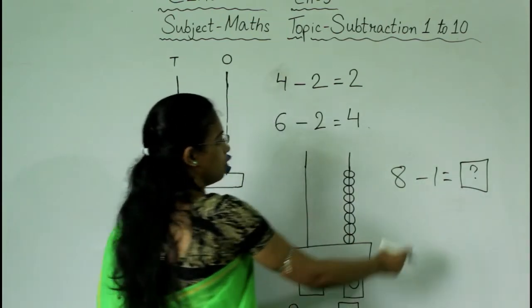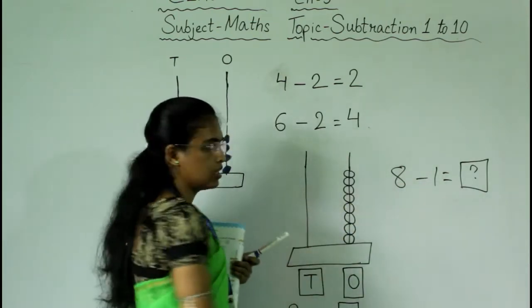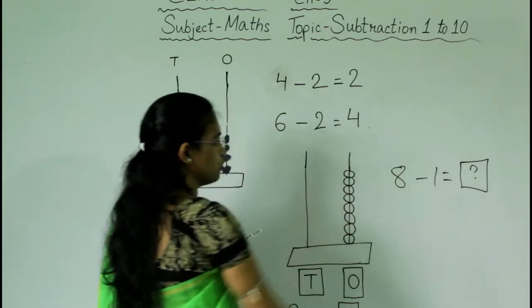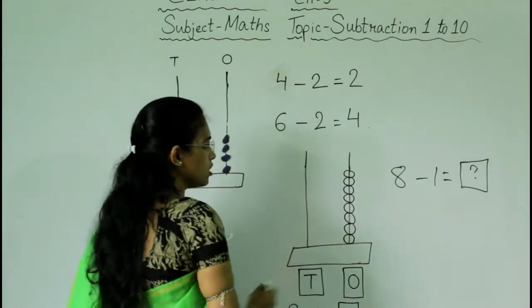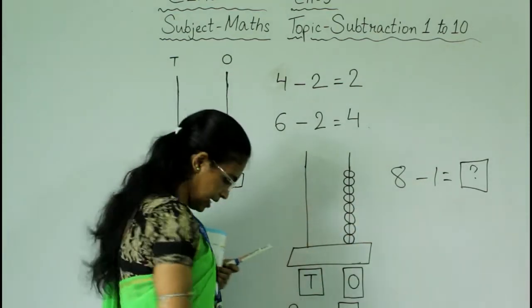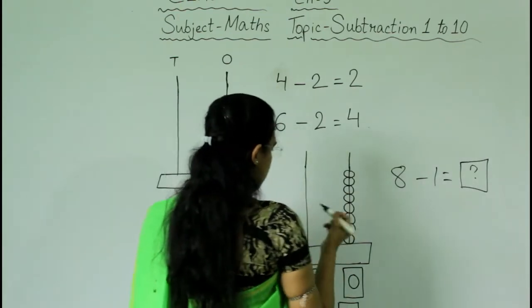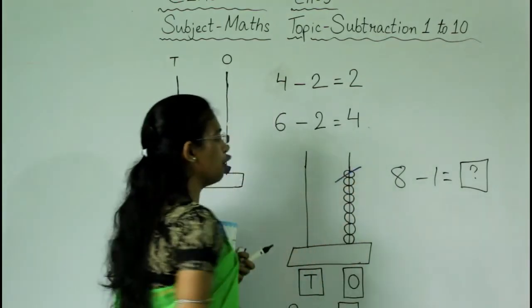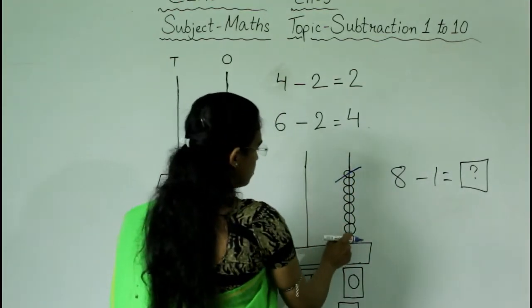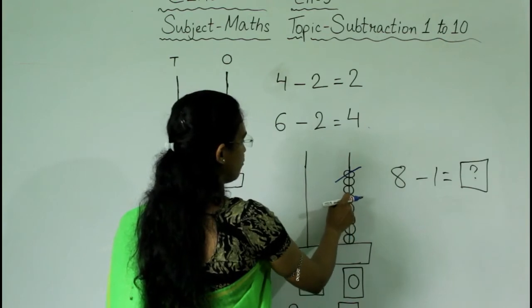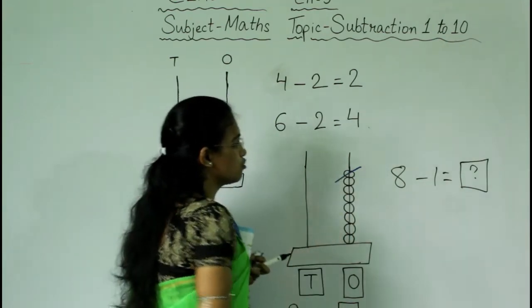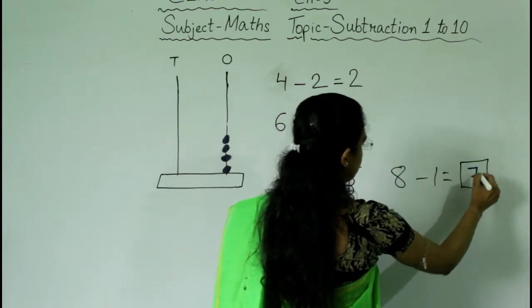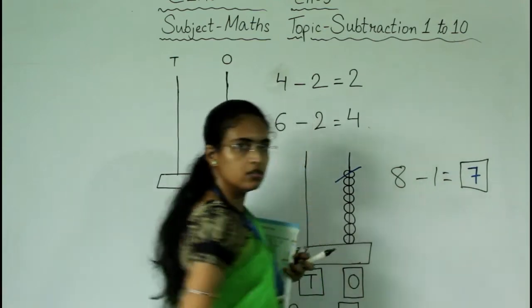Okay? Now, which sign? Minus. And which number is this? 1. So, what do we have to do? We have to cut 1 ball. Why? Because this is minus. Minus means less. So, we have to cut 1 ball. So, how many balls are left? 1, 2, 3, 4, 5, 6, 7. So what is the answer? 7. So 8 minus 1 equals 7.